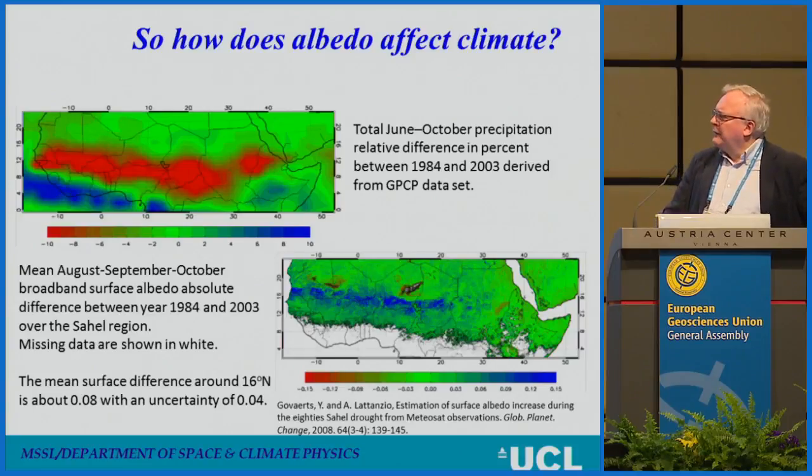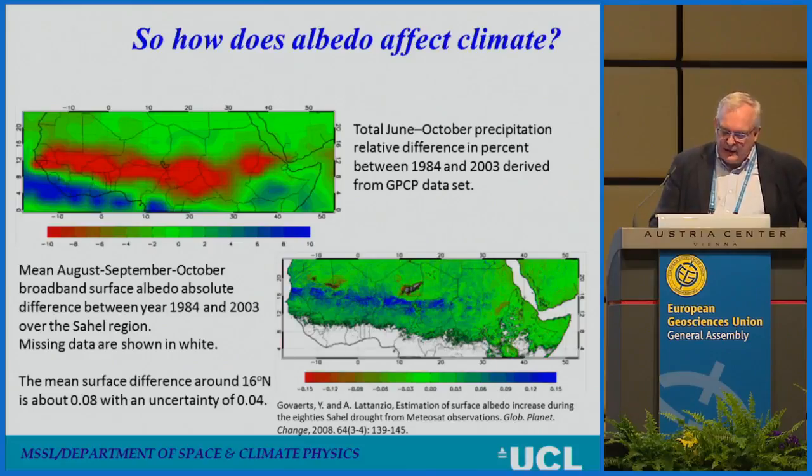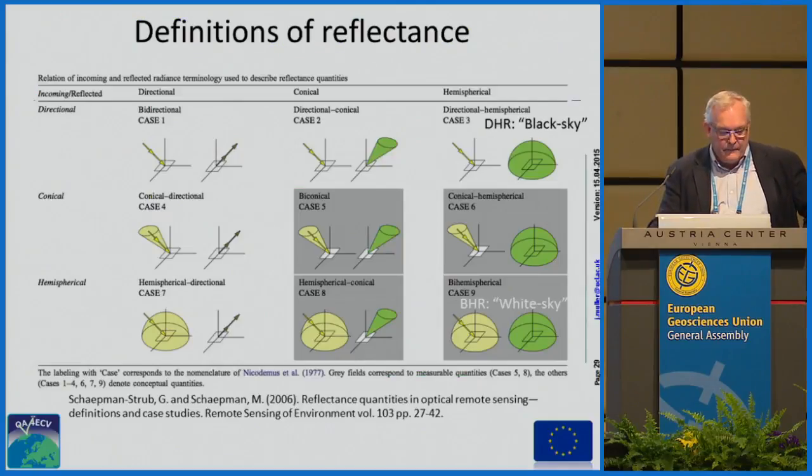So, in the final few minutes, I'm going to talk about the other aspect of scaling and global data sets that we now have quantified uncertainties of and therefore are able to use for scaling, which is concerned with albedo. This is an example showing the impact of a significant difference in the albedo due to drought in the Sahelian region. Just to remind you what reflectance is, because of course everybody uses reflectance or albedo as if exactly the same thing, which of course they're not at all.